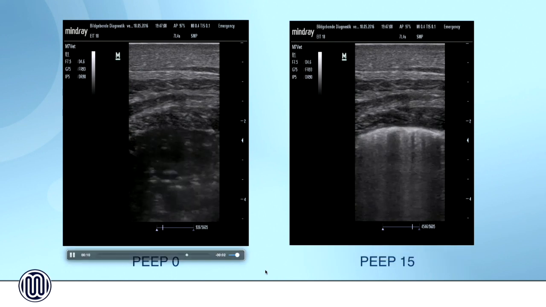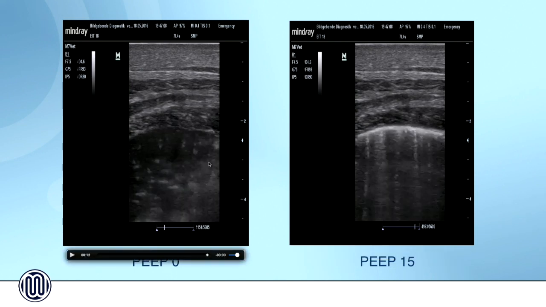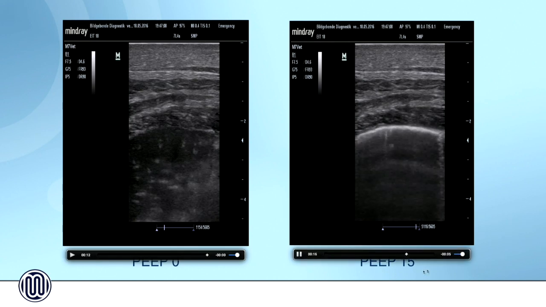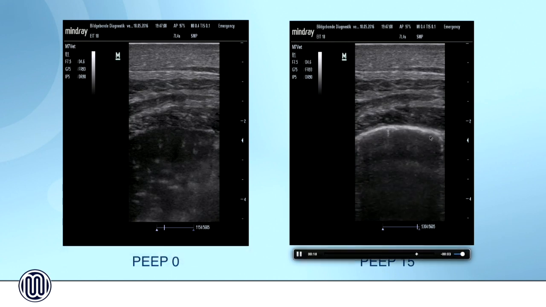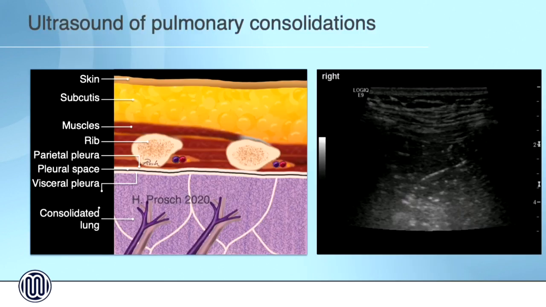This was one of our experiments we did a couple of years ago. You see here with PEEP 0, there's no ventilation going on. And if you increase the PEEP to 15, you see that the lung parenchyma becomes ventilated. You see here the B lines indicating that the lung is ventilated. And last but not least, just look at consolidations.